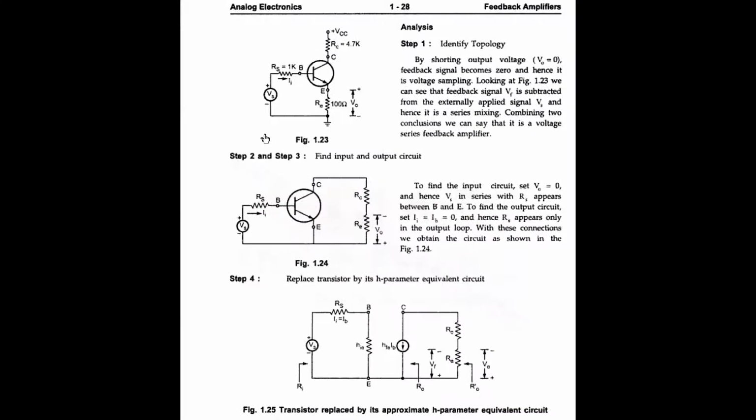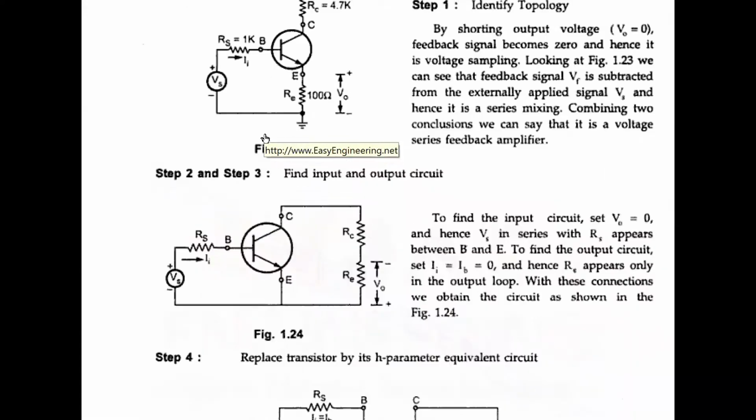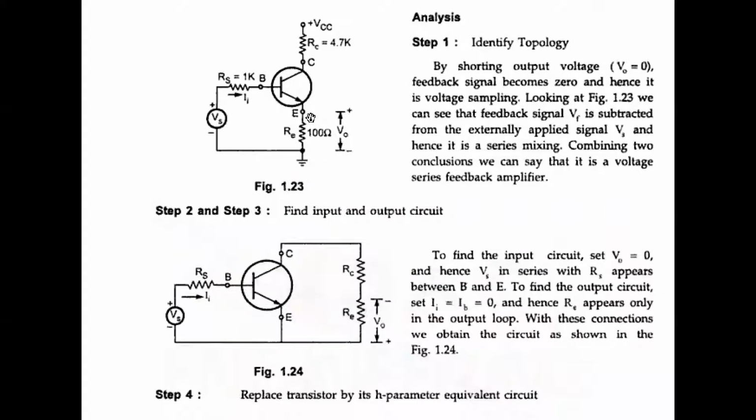If we short circuit the output, now the emitter is directly connected to ground. What will be the input loop? Input loop will be Vs, Rs, transistor. That's all, because we are short circuiting the output according to the rule. So input loop will be simply Vs, Rs, transistor. So input circuit we found.